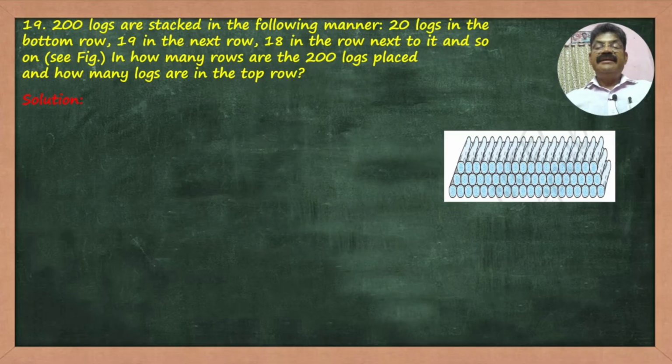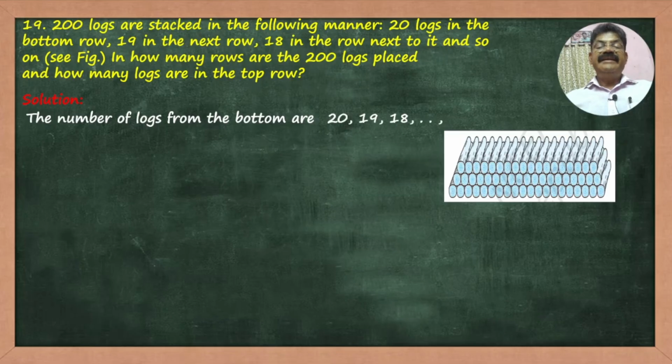Above that 19. Above that 18 and so on. Okay. So how many rows are required to arrange 200 logs? So that is the question. The number of logs from the bottom are 20, 19, 18 and so on.